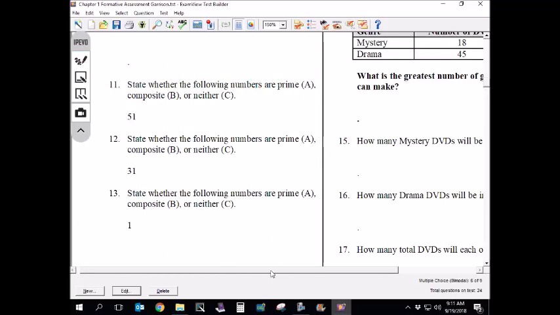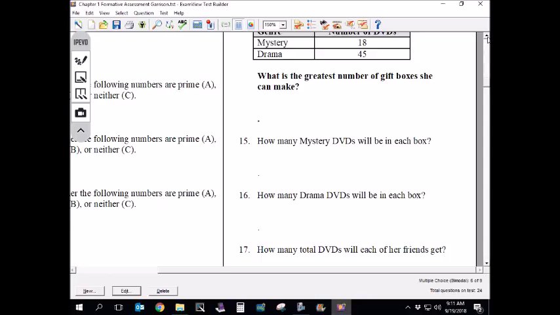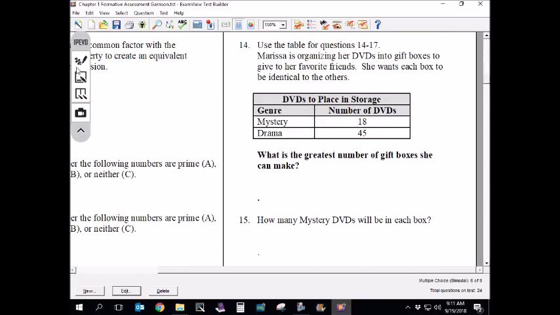Let's go to number 14. Okay, we had one of these. You've done one like this. You're going to have one just like it on the summative. So there are not going to be any tricks here.